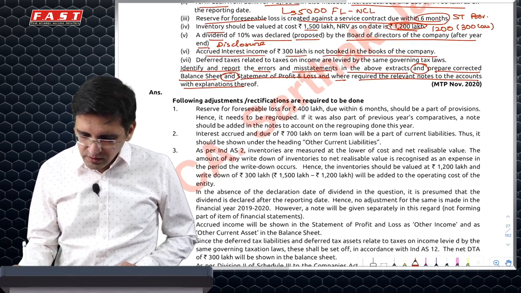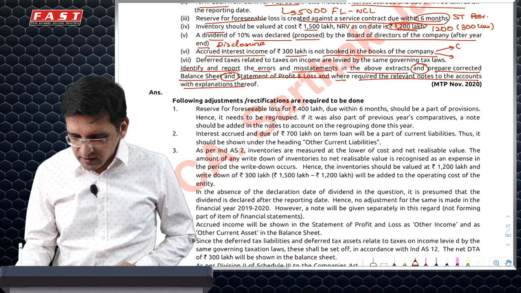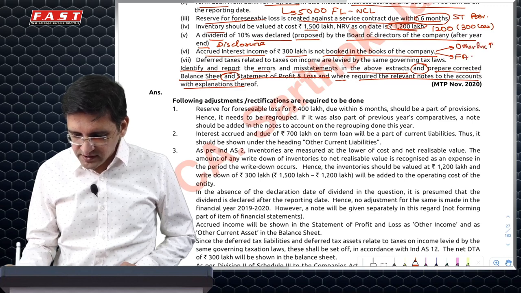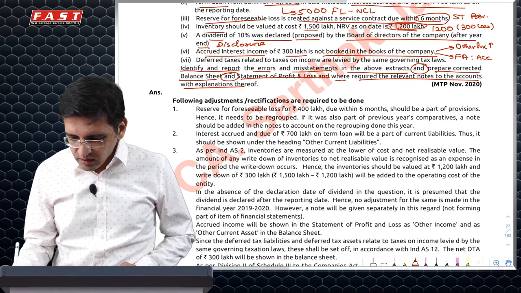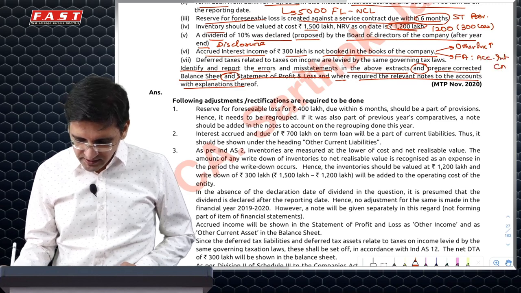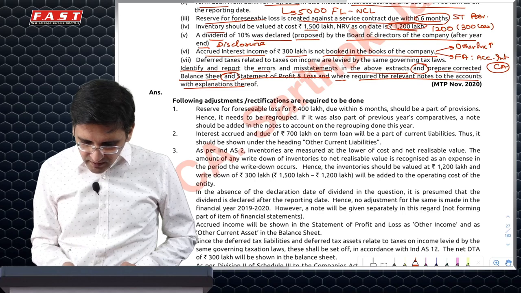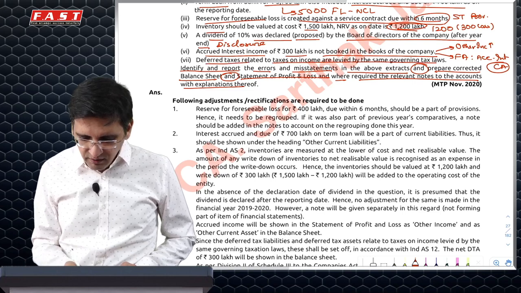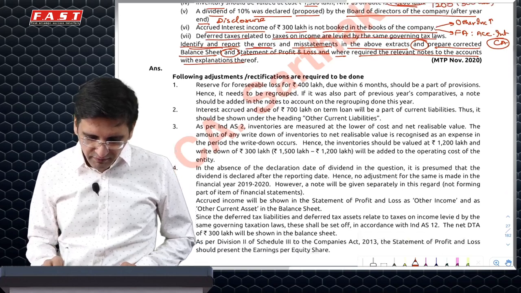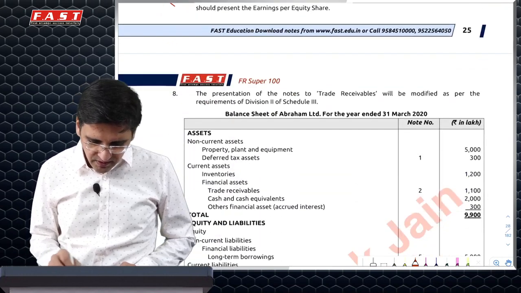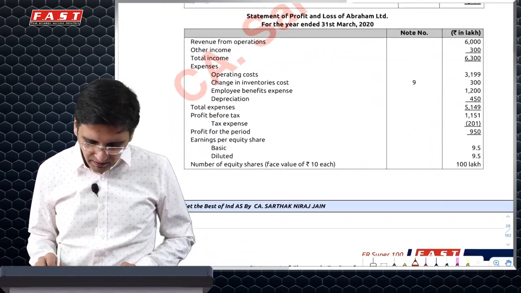300 not booked, so you will have to do two things. P&L other income will have to be increased and then you will normally increase financial assets. Accrued interest treated as current asset. Deferred tax related to the same law, so netted off. Identify and report the errors. You'll have to report it like this, as in adjustments. And then you'll have to prepare the balance sheet and P&L.